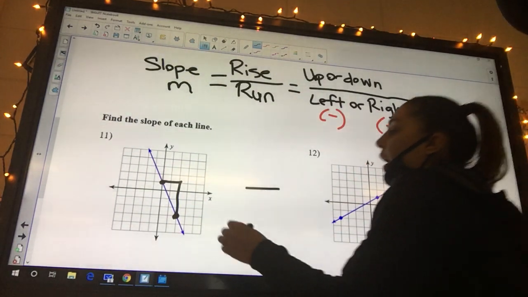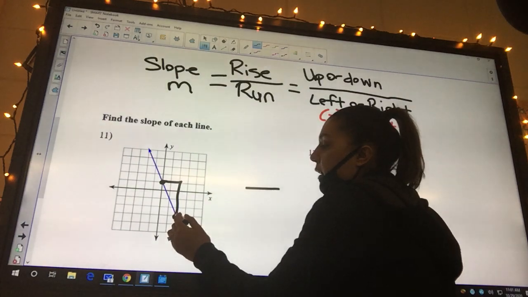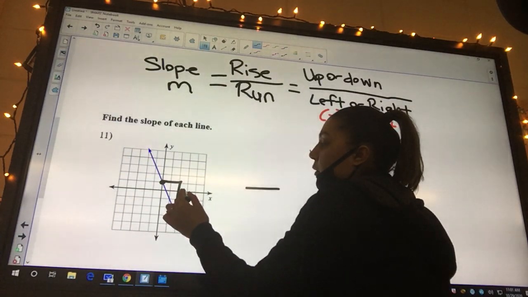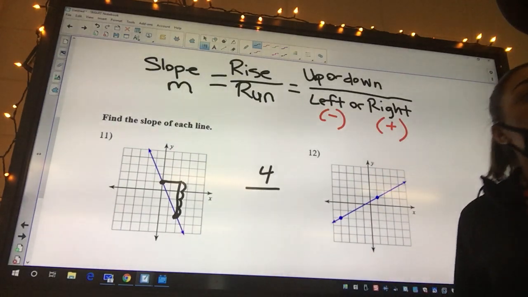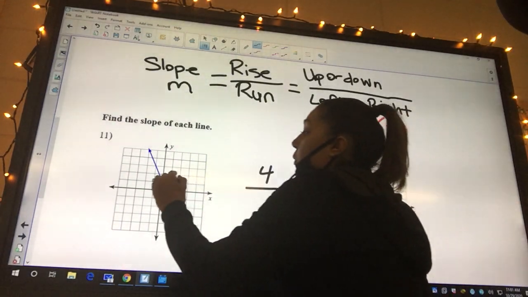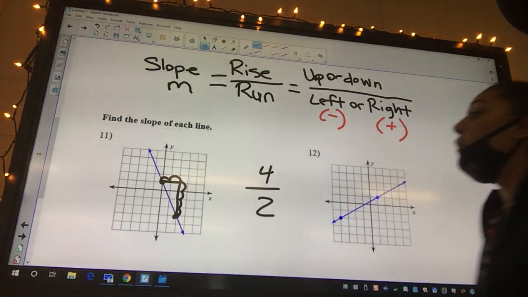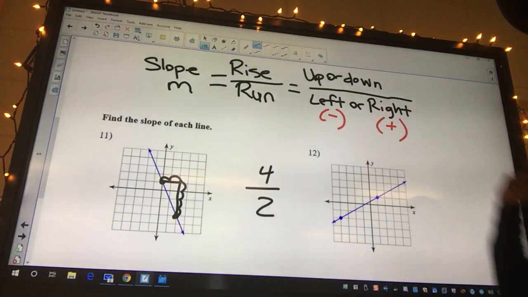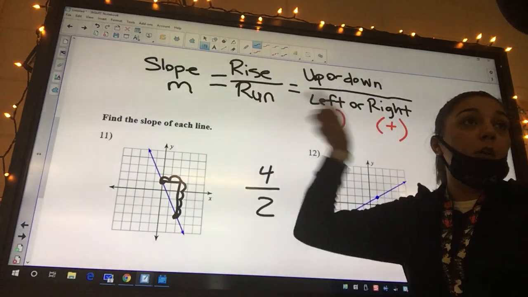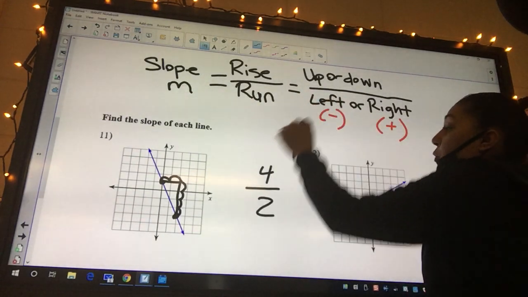So how much do you rise? All you gotta do is count. 1, 2, 3, 4. And then run is left and right. 1, 2. Did we go to the left or to the right? To the left. So that means our slope should be negative.